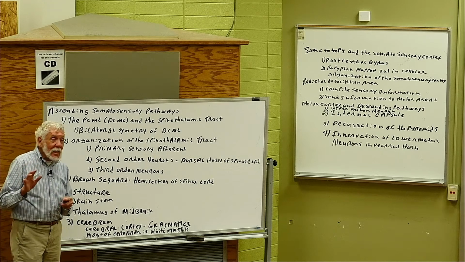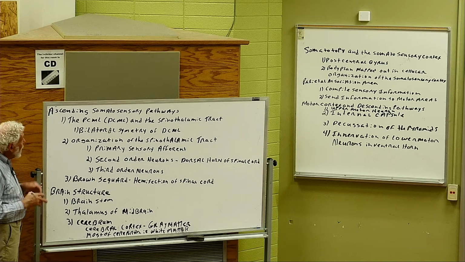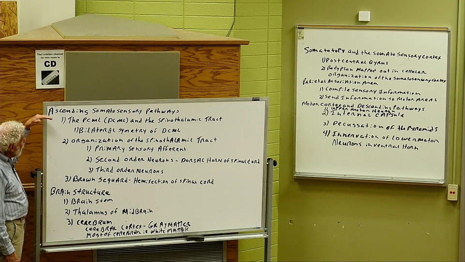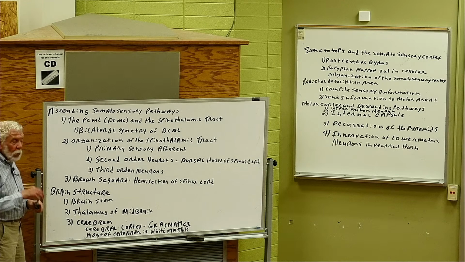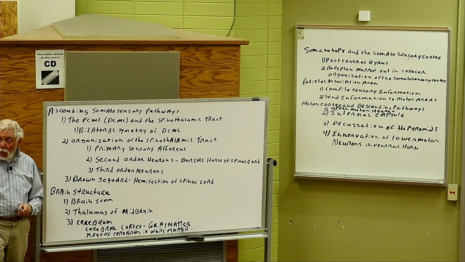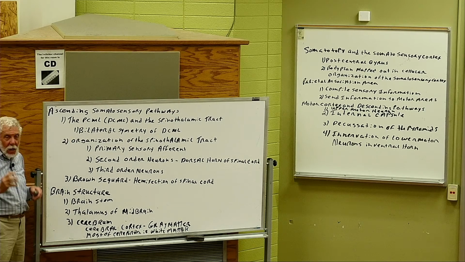But where we're going to begin today is I'll show you some slides that we couldn't show yesterday. And then I'm going to remind you about the PCML, also known as the DCML. And we're going to add to that the spinothalamic tract. Now, the DCML and the spinothalamic tract together are considered to be ascending somatosensory pathways.